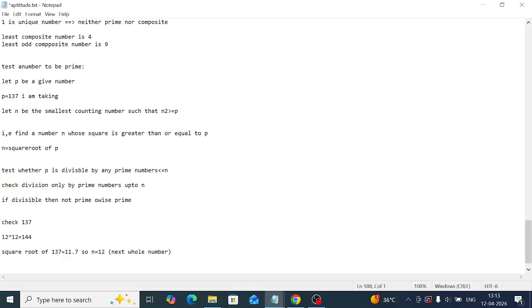I am taking 137 and its square root. 144 is the nearest value to 137, so the square root of 137 is 11.7. The next whole number is 12, which I am taking. Up to now it is fine. This is step 1 you are doing.